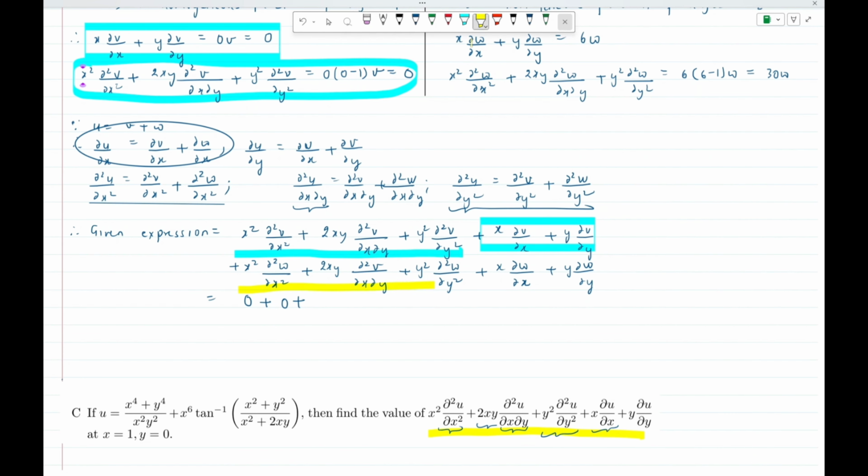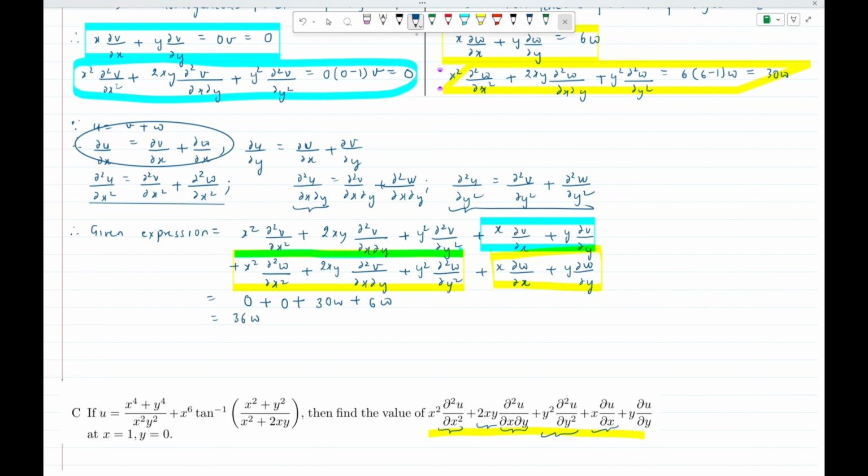we need this expression, and this expression is present right over here, and it has the value 30W. So we can say that this is equal to 30W plus, and the last one is this expression, and we have got it right over here, and it is equal to 6W. So we can say that plus 6W. So this is equal to 36W. You can of course label the expressions as 1, 2, 3, 4 and write it accordingly.